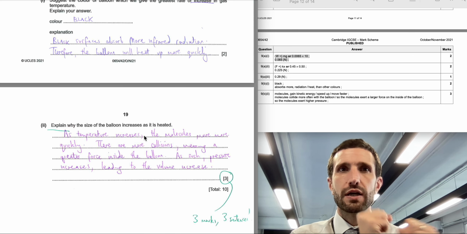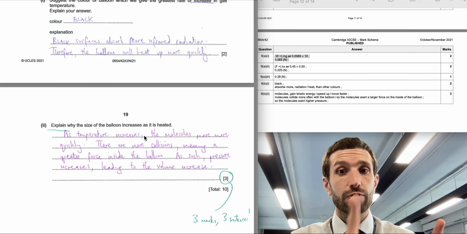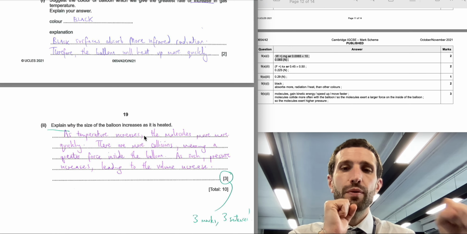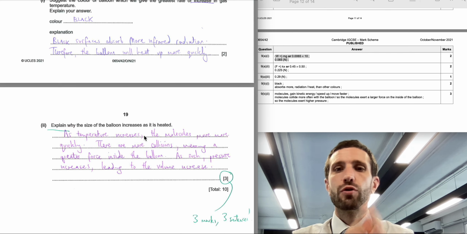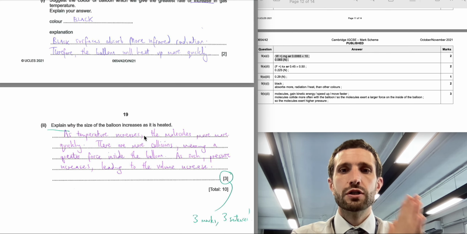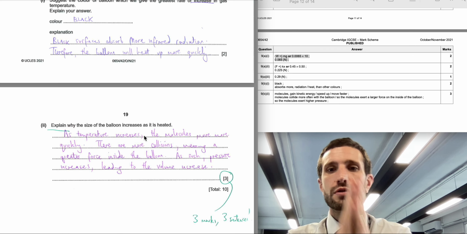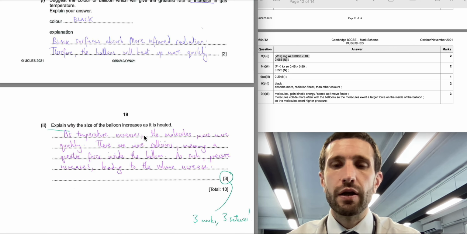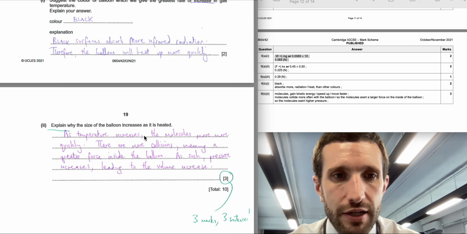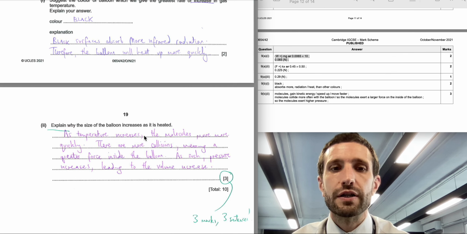What's that mean for inside the balloon? We've got more activity, more collisions with the walls, specifically the walls, not the particles. More collisions with the walls, and therefore a greater force inside. So we've gone from A, greater temperature, to B, greater force, and therefore greater pressure. Now that pressure is going to cause the volume to increase. Now notice in my answer, I've tried to tell that story. Temperature increases, molecules faster, more collisions, greater force, greater pressure, and therefore leading to volume increase.